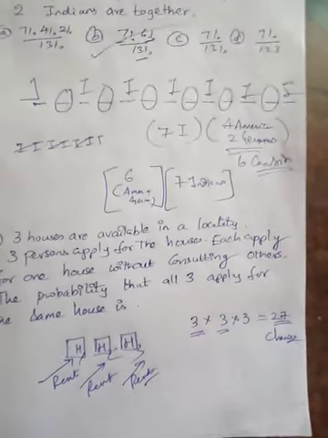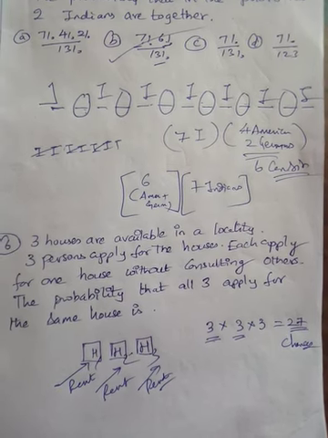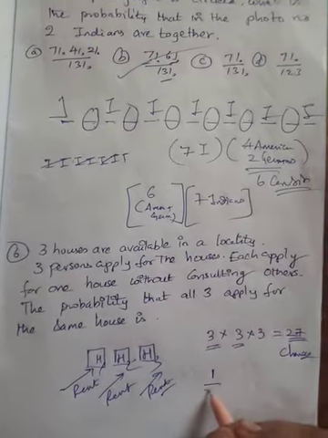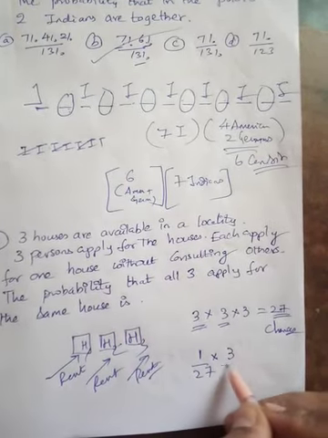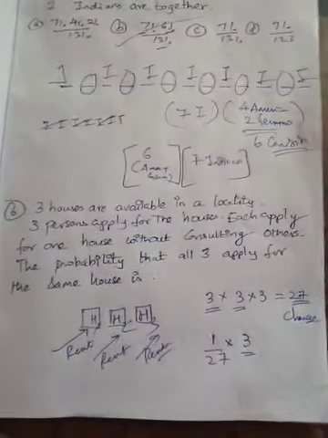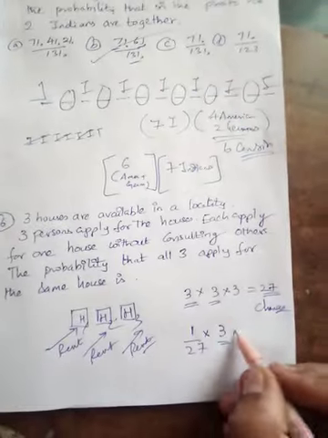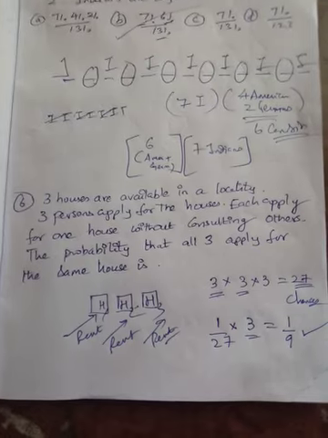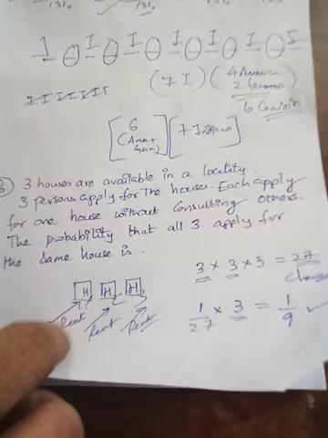Now the question is, all the 3 apply for the same house. So it is 1 by 27 into 3, since all 3 persons apply for the same house, out of the total 27 chances. That is 1 by 9. So the answer is 1 by 9. The probability that the 3 will apply for the same house is 1 by 9. I think it is clear for you. Let me go to the next one.